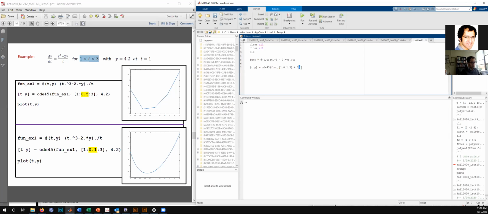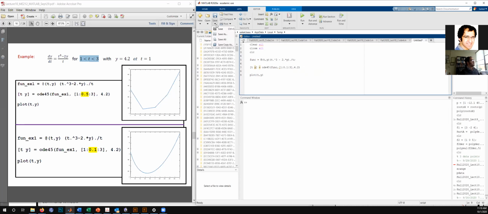One key thing, this is a round bracket, not a square bracket. And finally, we are supposed to plot this, because typically when we solve ODEs, it will not really make much sense if you just look at the discrete solved data points. You want to plot the function to see how it behaves. So plot t comma y.